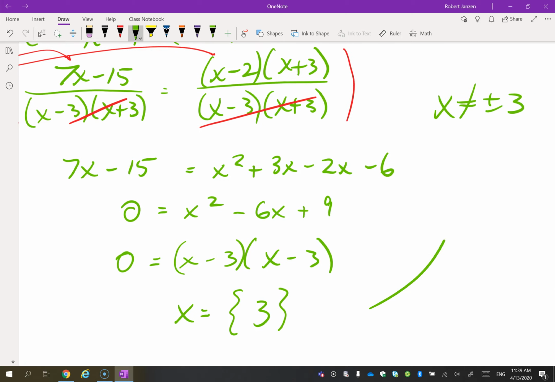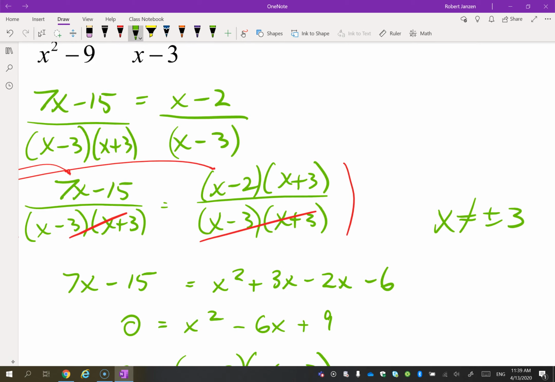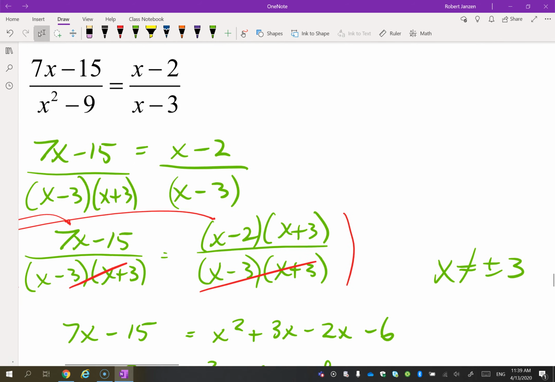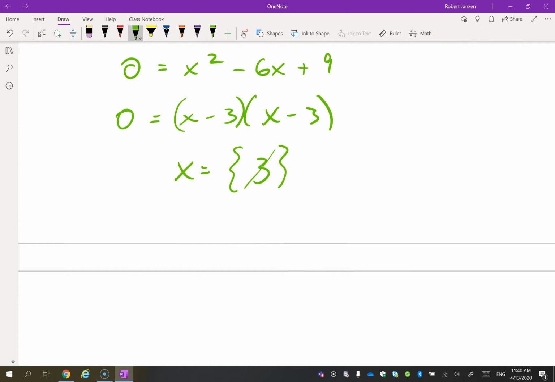But if I look at my non-permissible values, it says x cannot be 3. Why can't it be 3? Well, if there's a 3, then I would get a 0 in the denominator. This would equal 0. You can't have 0 in the denominator. What does this mean? This means the solution must be rejected. Okay? And so we would say no solution.